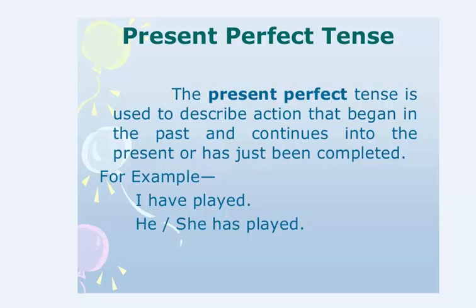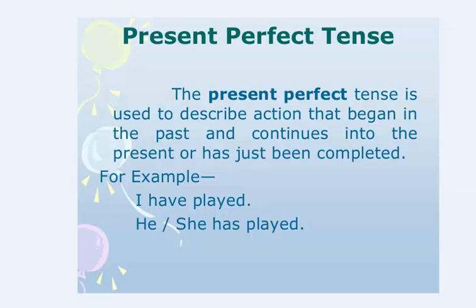Before discussing those questions, first we have the definition of the present perfect tense. What is the present perfect tense? The present perfect tense is used to describe an action that begins in the past and continues in the present or has just been completed. You have noticed, students, that the present perfect tense is a link. It is a link between the past and the present. There is some action you did in the past and it continues in the present. So the present perfect tense is a link that describes an action which begins in the past.